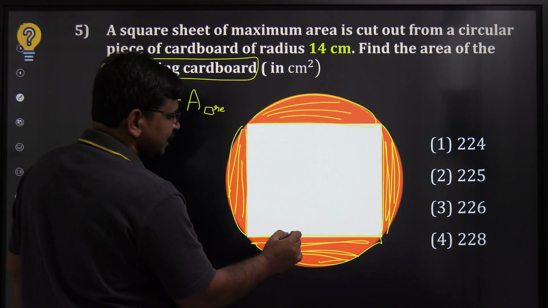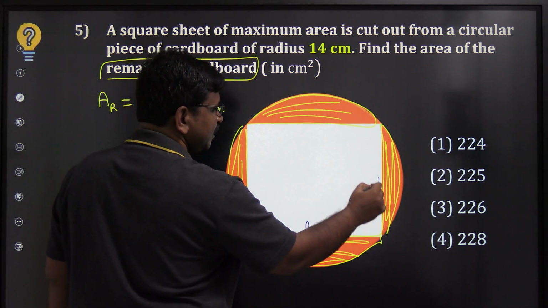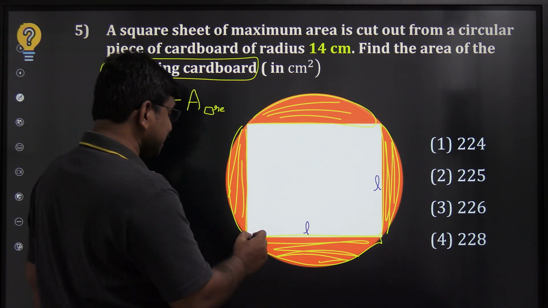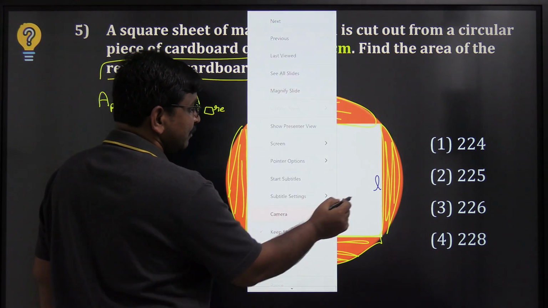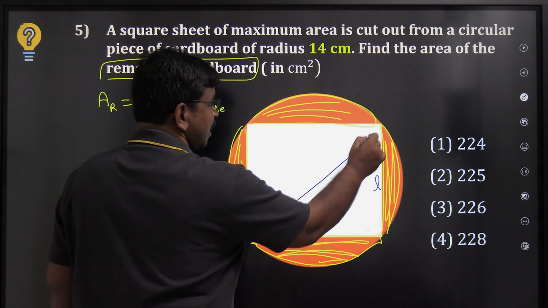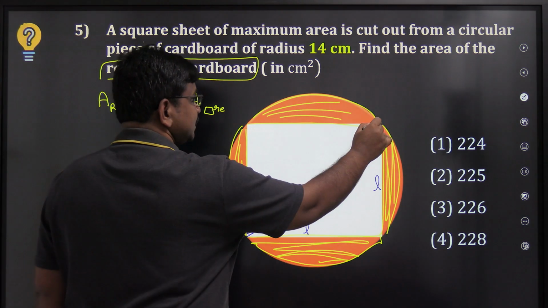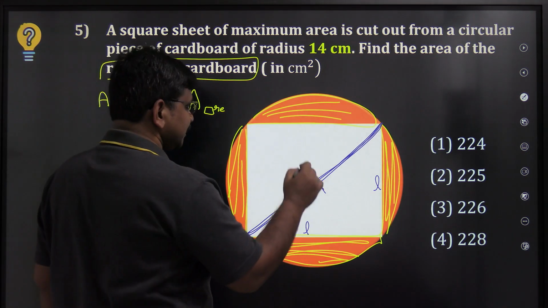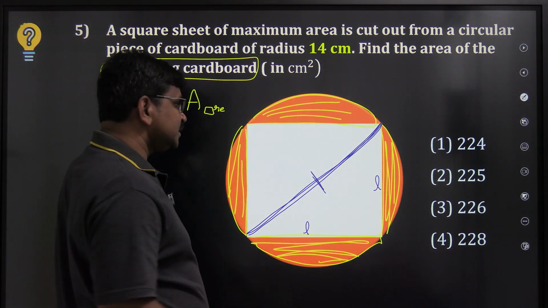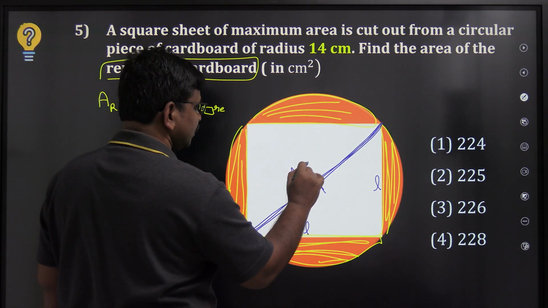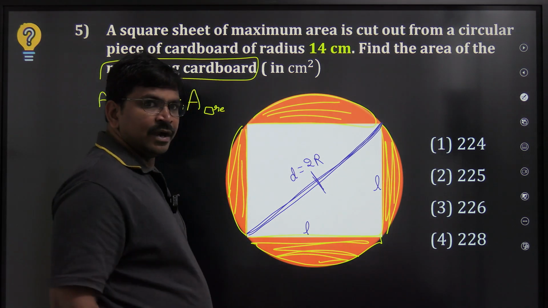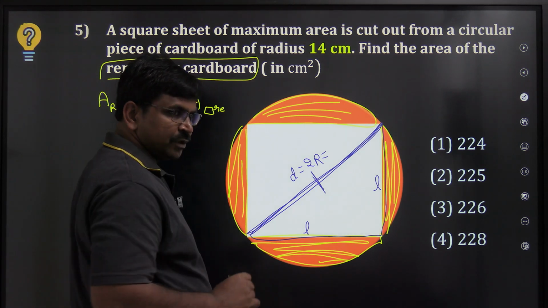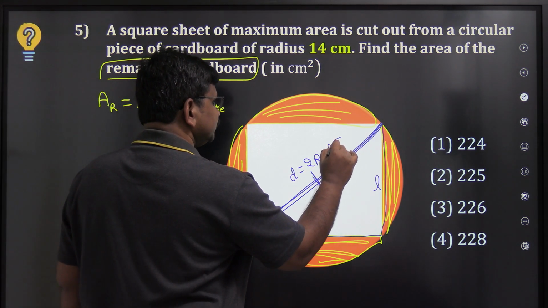Area of the square is this side length L into L. But L is not given. What is given actually? If you join the diameter of the square, this is nothing but 2 times the radius. So here this diagonal is actually D equal to 2R, which, from the right angle triangle, is equal to L root 2.